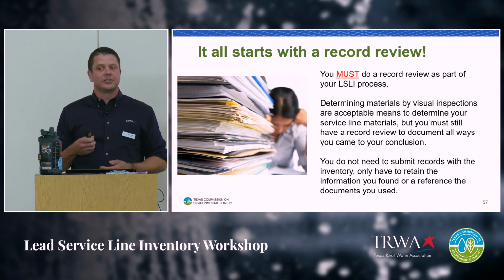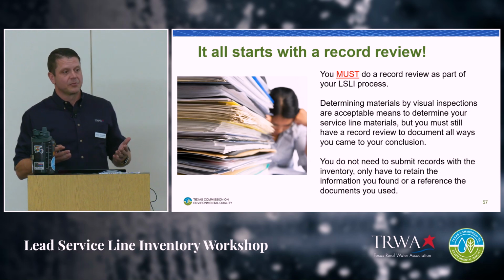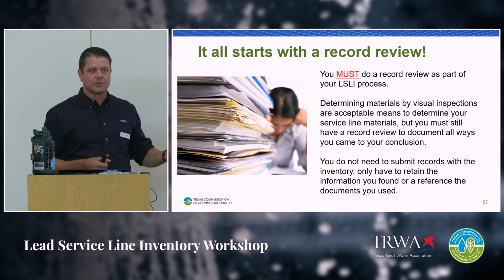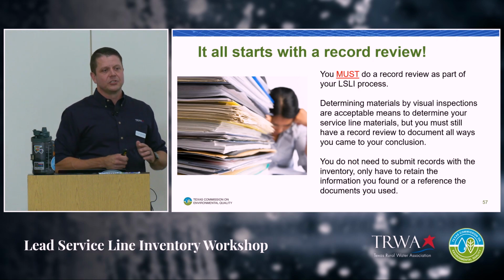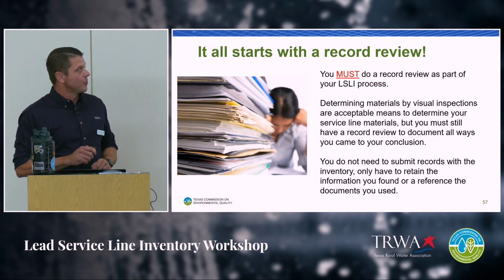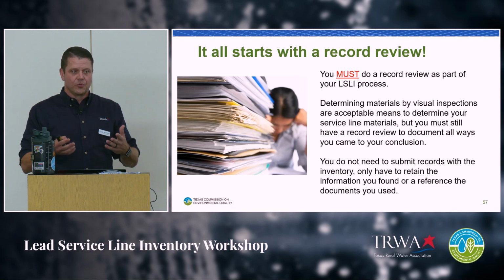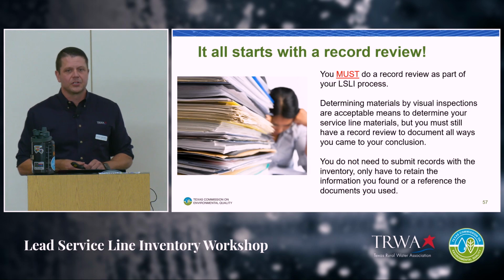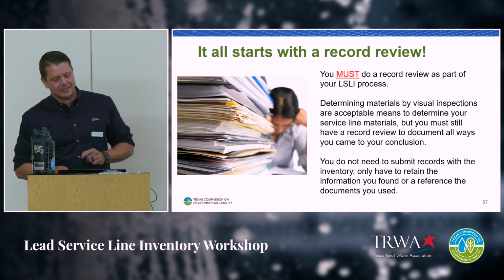If you find that you don't have enough records to really prove up or demonstrate that it is a certain type of material, then you move on to the next step, which would be a visual inspection of some sort. But it's not a way to escape having to review records. And whenever you are collecting these records, it's not something that you have to submit to TCEQ. These are for you. This is your documentation. I'm pretty sure TCEQ doesn't want all of the extra paperwork. They just want the inventory sheet, and electronically.